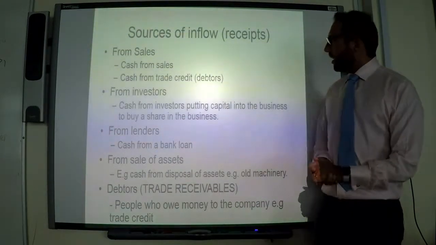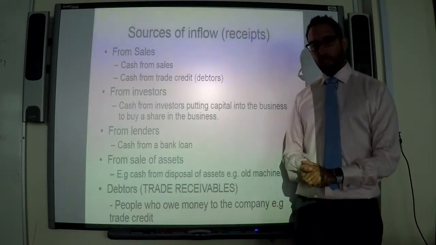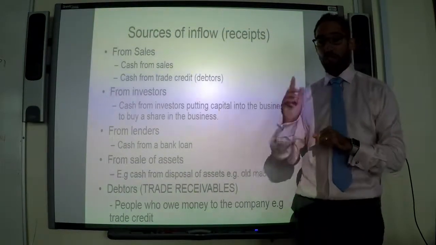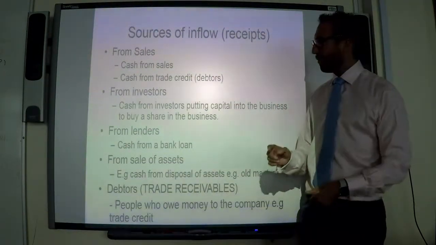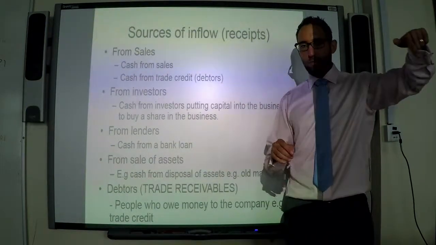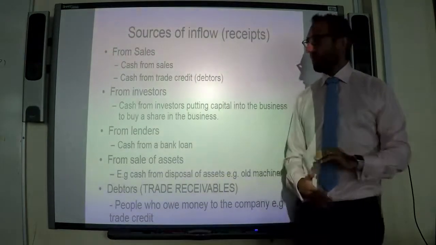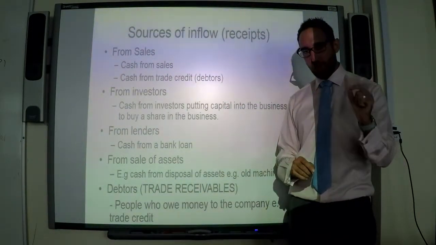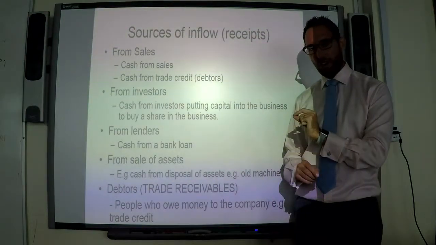Okay, cash inflow can come from many, many sources. Okay, this is really important. You must not say a cash flow forecast shows profit. Cash flow forecast, all it shows, remember, is money flowing in and out of the business. Now the reason why it doesn't show profit, remember, what is profit? Profit is total revenue minus total cost.